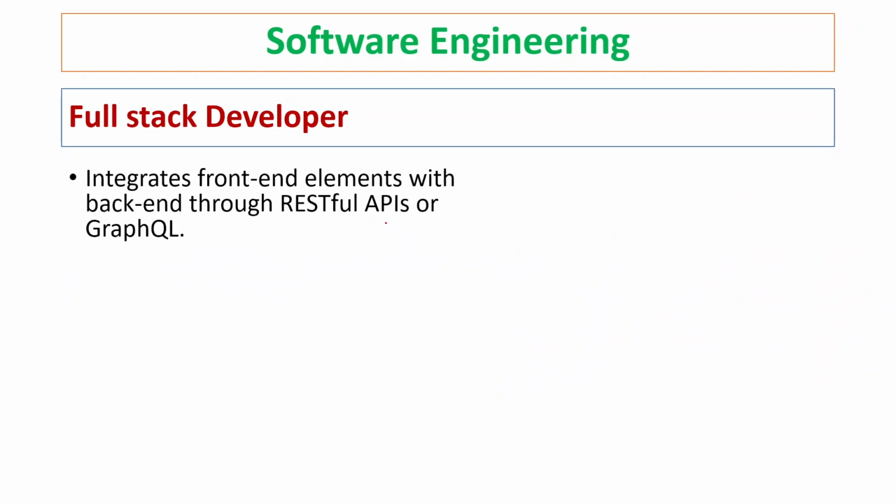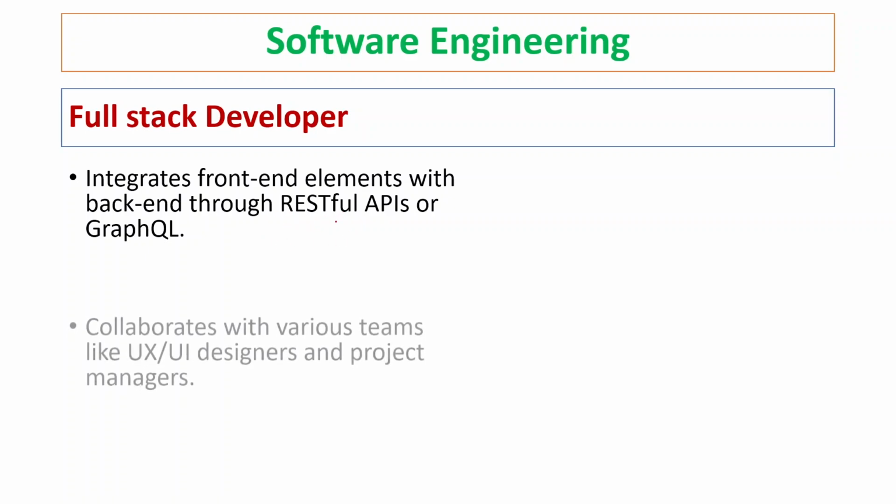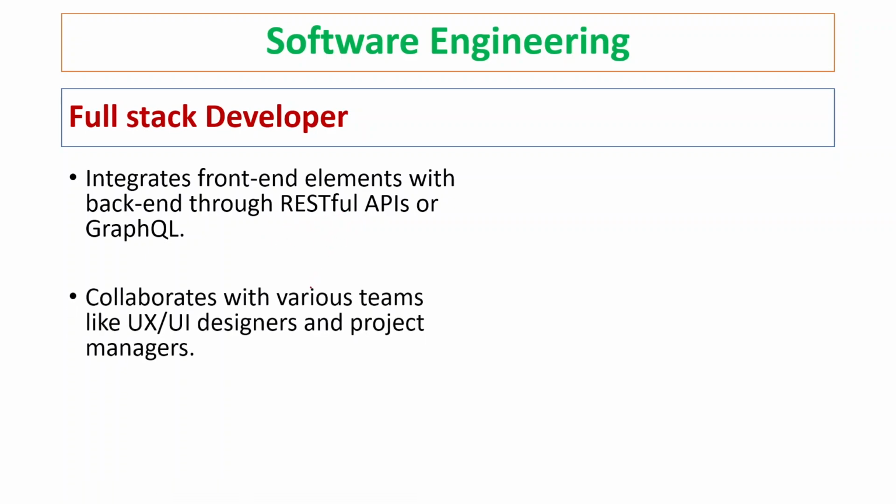Okay, so what are the tasks? Integrate front-end elements with backend through RESTful API or GraphQL. You can use RESTful architecture or GraphQL to integrate front-end and backend. Collaborate with various people like user experience and user interface designers and project managers. As a full stack developer, you are going to directly collaborate with these people.